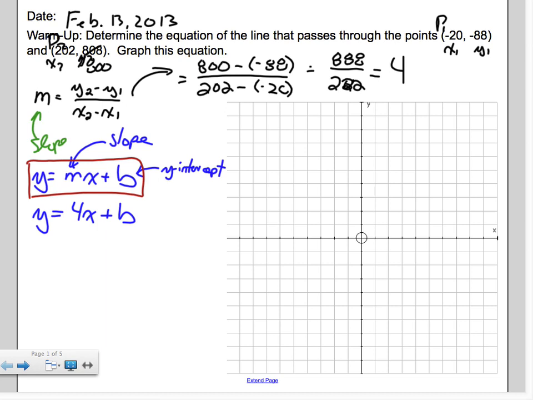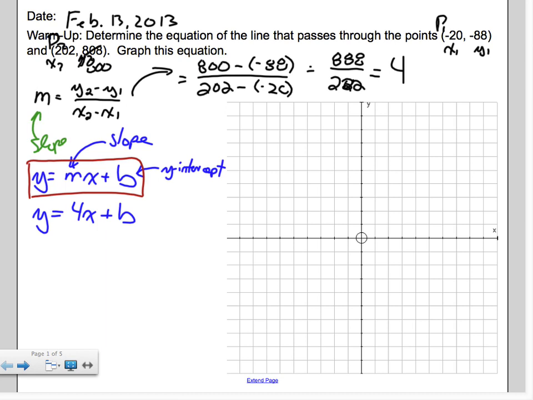So how can we find b? Ideas? How can we find b? That has something to do with y1 and y2.